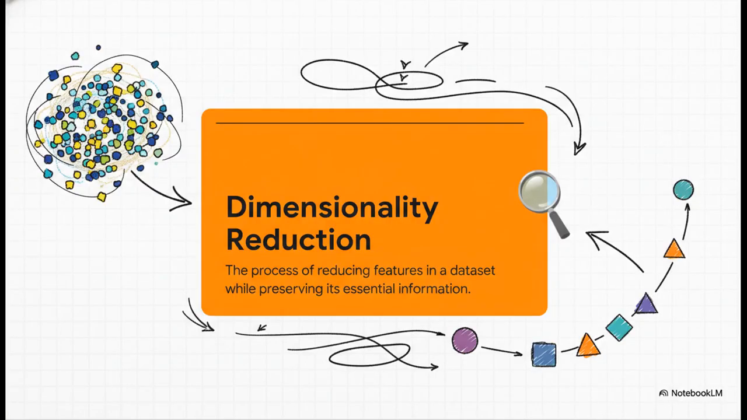The strategy is called dimensionality reduction. And the mission is pretty straightforward. We need to shrink the number of features in our dataset. But, and this is the important part, we have to do it without losing the essential story that the data is trying to tell us.